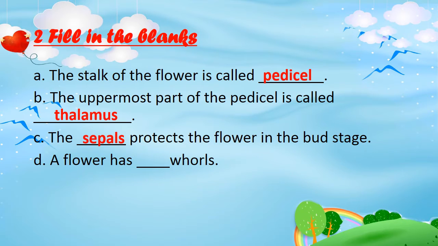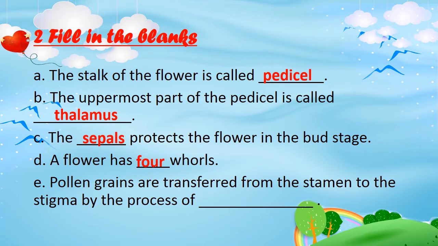Part D is a flower has a dash whorls. So its answer is 4. A flower has 4 whorls. And what are they? Sepals, petals, stamens, and pistil. So these are 4 whorls of the flower.